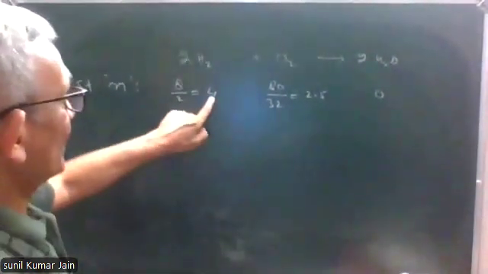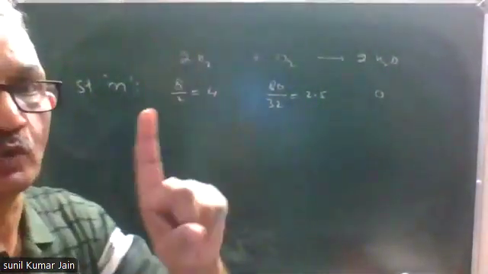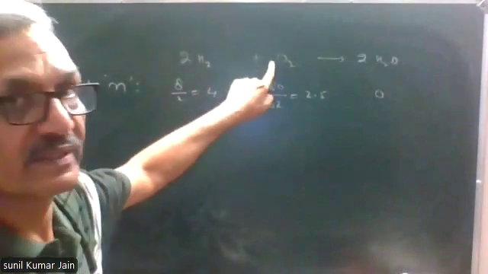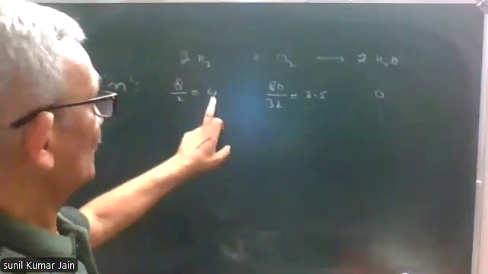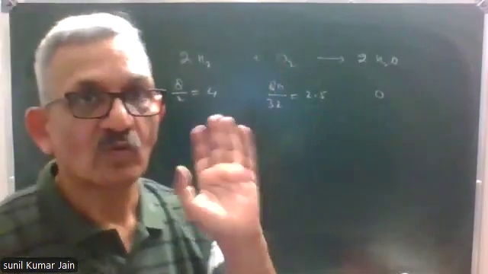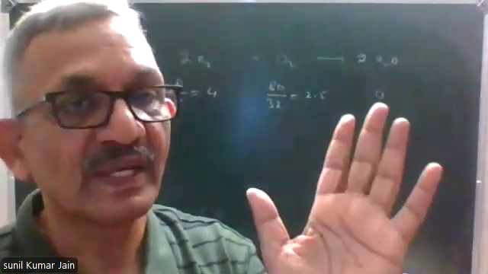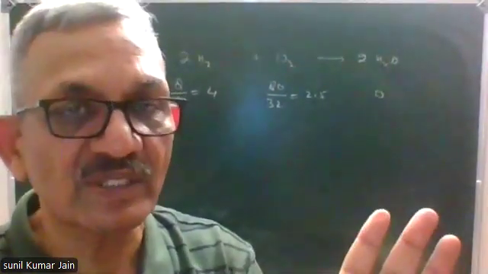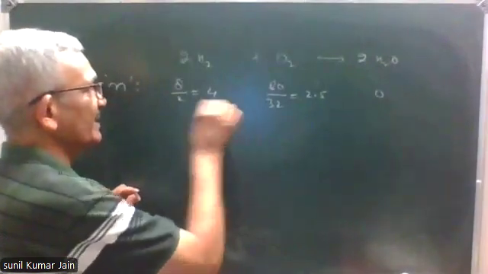See, number of moles divided by stoichiometry. This will be 4 divided by 2, and 2.5 divided by 1, which is 2.5. Whatever values we get, that is called the stoichiometric amount. In which of the two cases is the stoichiometric amount lower or the least? Hydrogen. It means hydrogen is the limiting reagent.